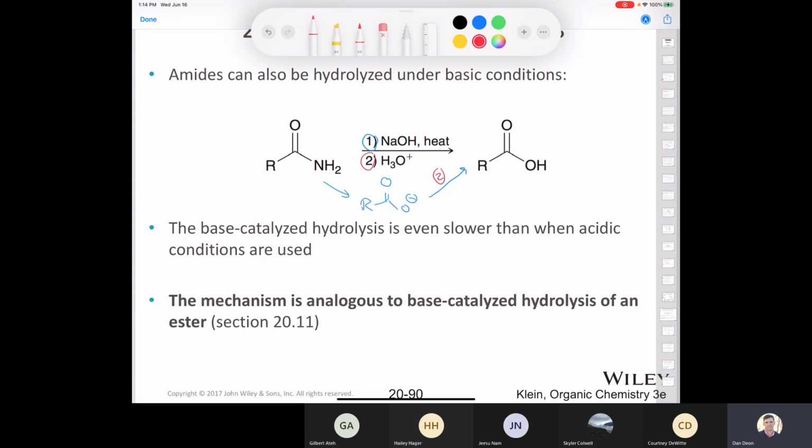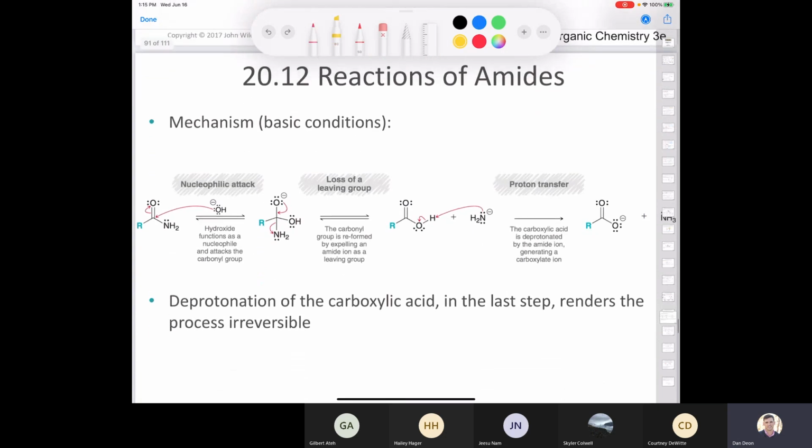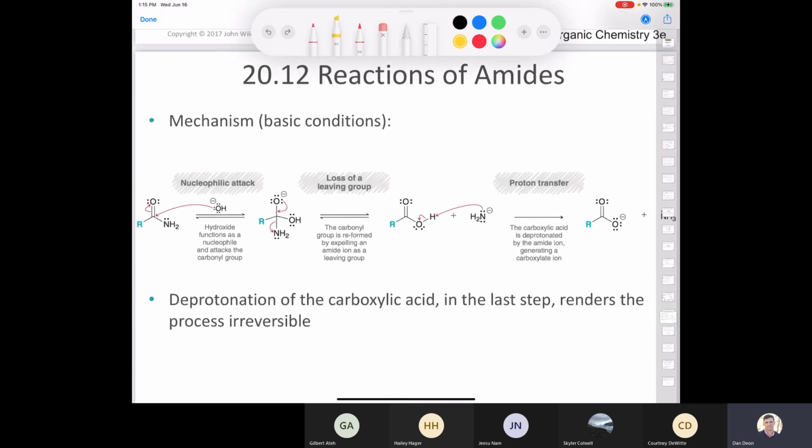The mechanism, the good news, is that it's analogous to the base-catalyzed hydrolysis of an ester, which again is saponification. It's directly analogous to that, but the bad news is that it's even slower than the acid-catalyzed hydrolysis. So again, not an organic chemist's favorite reaction, but it's still a useful reaction under certain circumstances. So here is that mechanism. If you've been studying, what was the mechanism of the hydrolysis of an ester? The first step was a nucleophilic attack, and we see the same thing here with an amide. We have our nucleophilic attack, we lose NH2 minus as our leaving group, which can behave as a base, and we get our carboxylate.